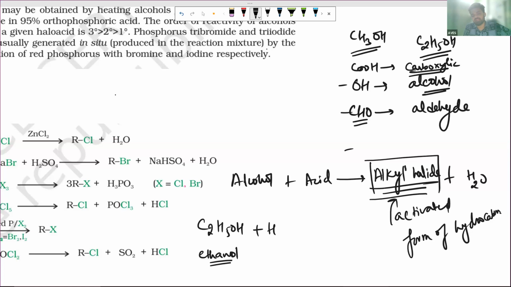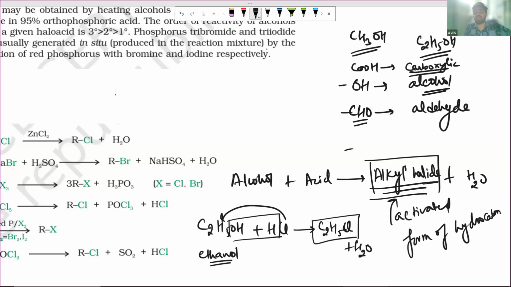When it reacts with HCl, hydrochloric acid, the chloride ion will get attached, and the OH and H ions are going to make water. So we'll simply say here that this gives C2H5Cl plus H2O. This C2H5Cl is known as an alkyl halide.